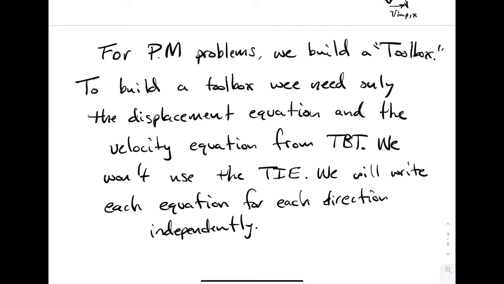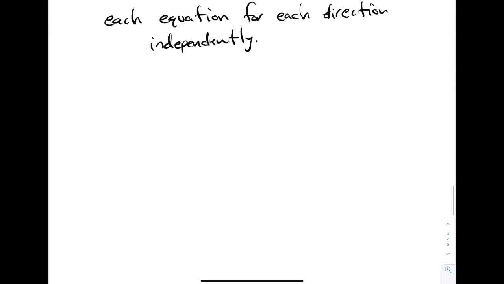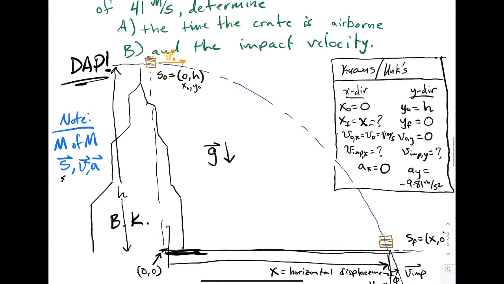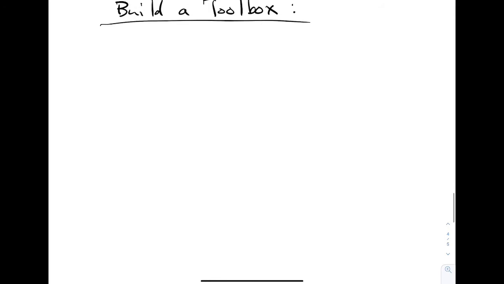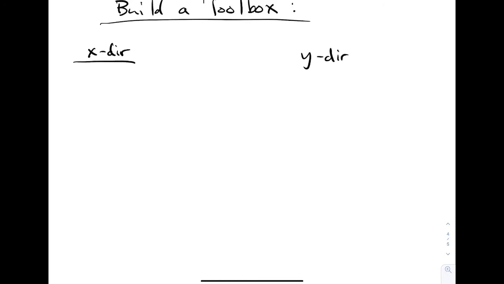So this, again, might sound a little strange, but I'm going to show you right now. So we're going to build a toolbox for the problem above, and all we need to do this is our knowns and unknowns. And, of course, the big three. We're going to do this for the x direction and the y direction, independent or separately from each other.